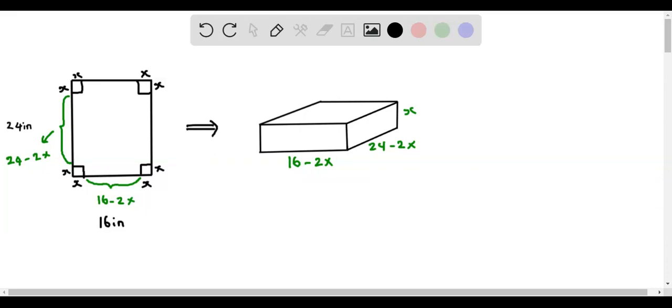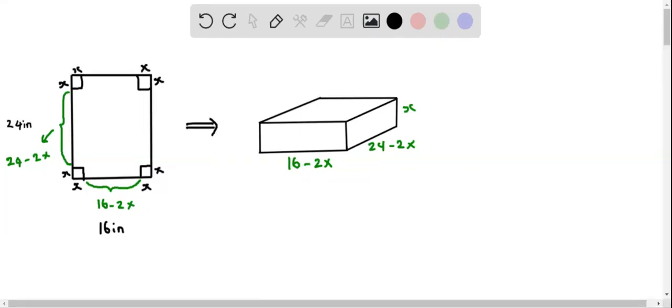Okay, here we make an open box by cutting away four identical squares from the four corners of this cardboard piece with the dimensions 16 inches and 24 inches, and then folding the flaps. Let x inch be the side length of each of the identical squares that we get.